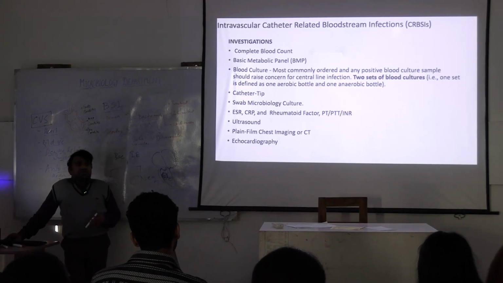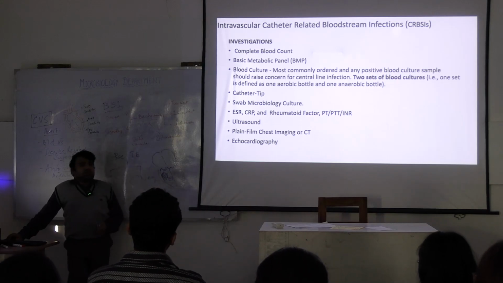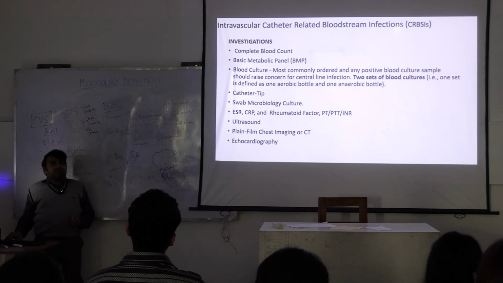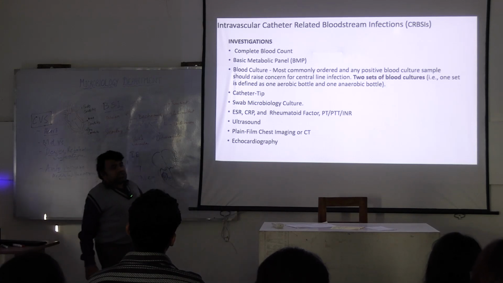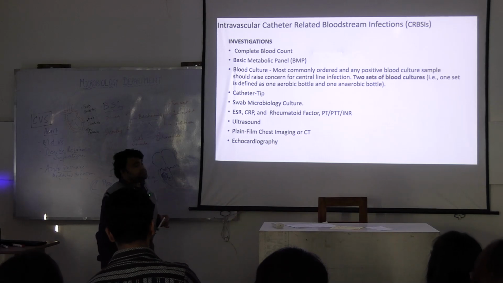So to diagnose the catheter-related bloodstream infection, other than the common panel, which includes the complete blood count and metabolic panel, what we need to do, very importantly, is 2 sets of blood cultures. Why 2 sets of blood cultures?